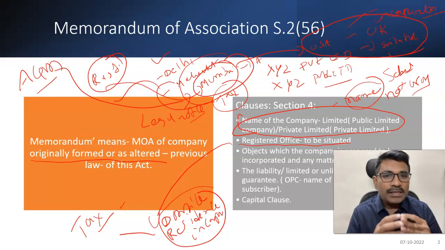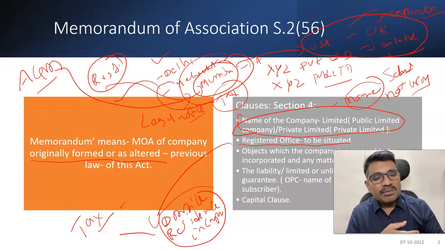So number 2 is the registrar office of the company, and it is up to the promoters to select the registrar office. Company law is very silent on that. Whichever state you prefer, you can select your registrar office. Clause number 3 is another prominent clause.